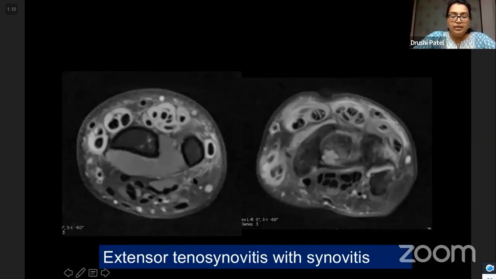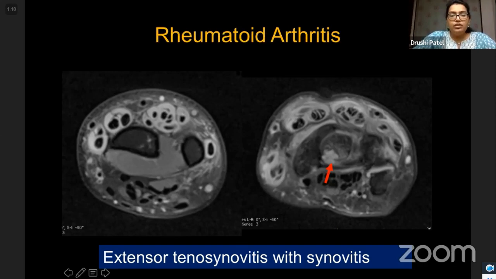Now, when there is extensive involvement of all extensor tendons, that is extensor tenosynovitis, and with adjacent surrounding synovial inflammatory changes and edematous changes, you start thinking in terms of inflammatory infection. Now, when you see associated inflammatory changes within the joint, associated osseous erosions, this is a case of rheumatoid arthritis. So you have to correlate these findings with other findings in the wrist as well as the history.